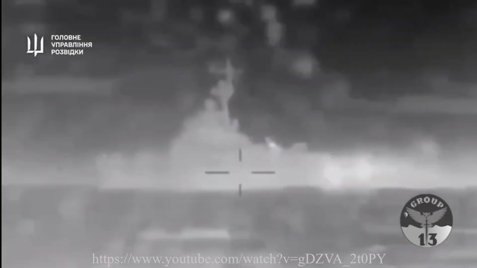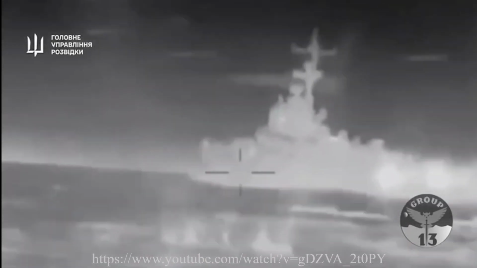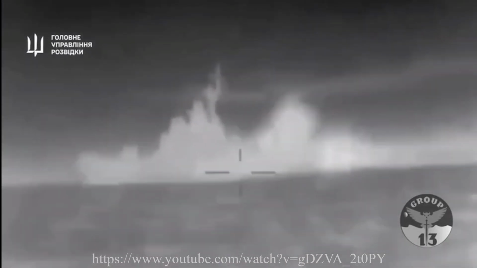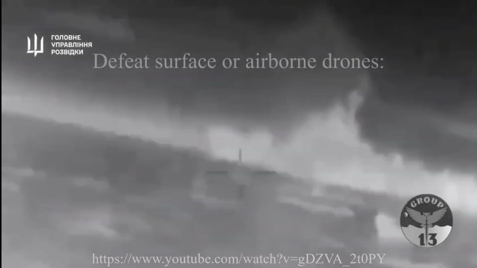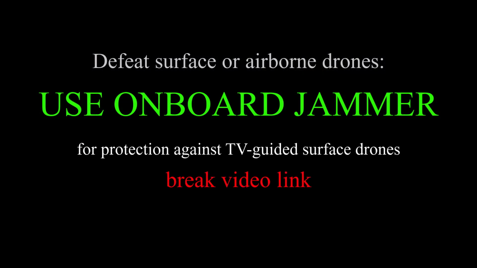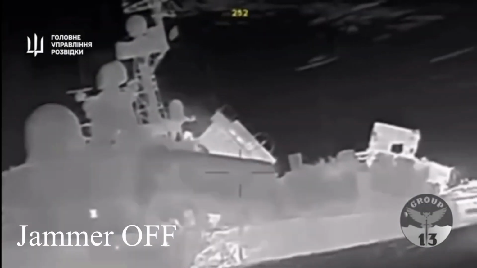Now, I fully support Ukraine and more power to Group 13. That said, the same thing must be happening in the Red Sea where the Houthis are using drones to attack commercial and military ships. So I thought, what would happen if the ship were equipped with a jammer that could shut down the video link? I mean, suppose the jammer could deny service from a range of, let's say, 2.5 kilometers from the ship.